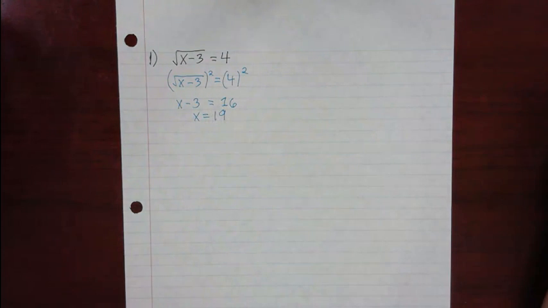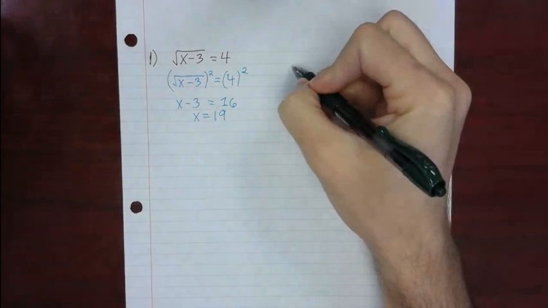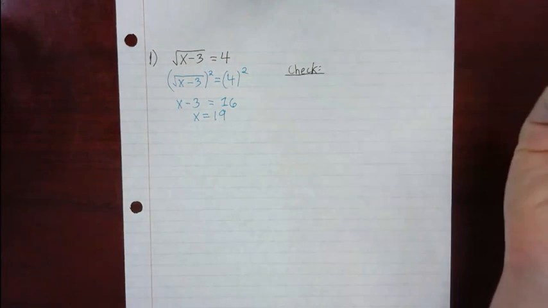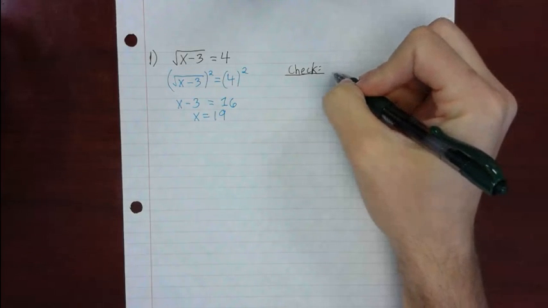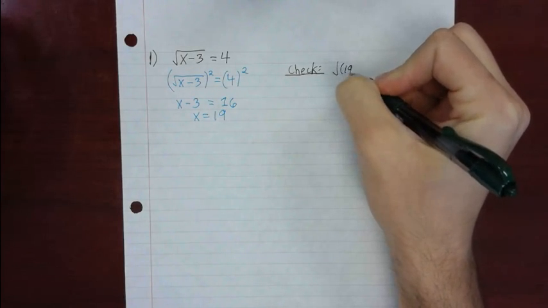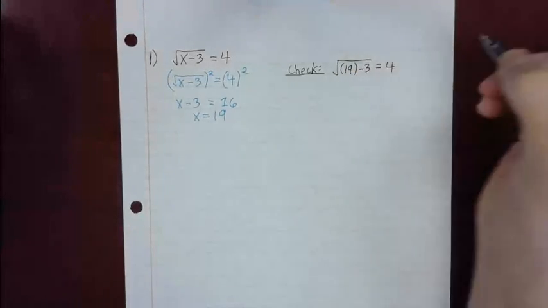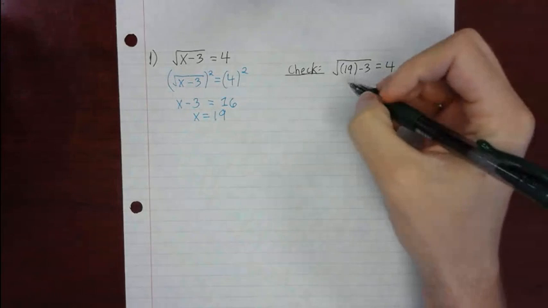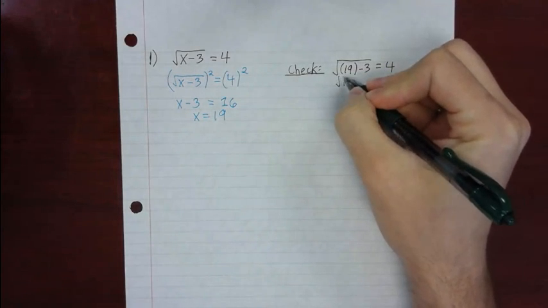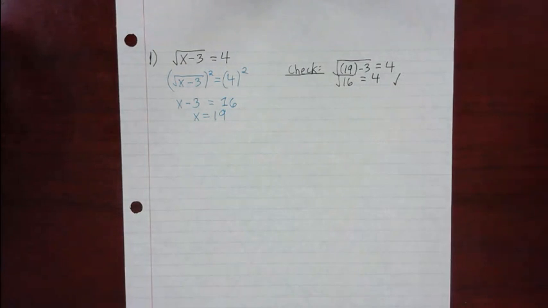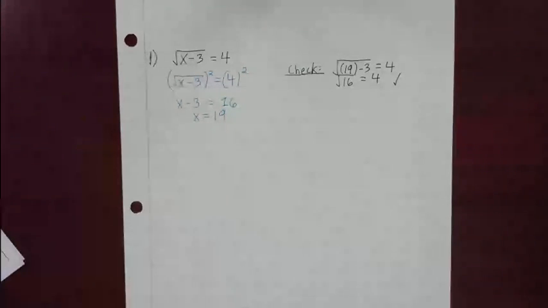Now, before I go any farther, I want to make sure I'm checking my answer to see if it works out correctly. So in my check that I'm doing here, I'm going to take my 19 for x and substitute it back into the equation. So I have a 19 where the x was, and I want to know if the square root of 19 minus 3 would equal 4, and that means that I would have the square root of 16 equal to 4. So yes, that definitely worked out correctly in our favor here, and we found out that our answer did in fact work.